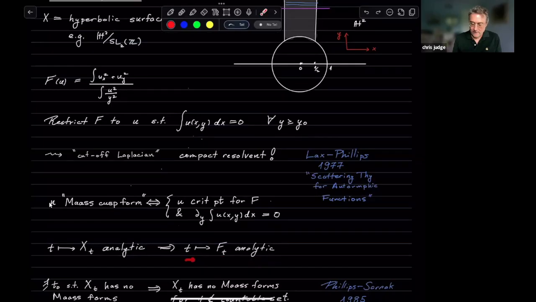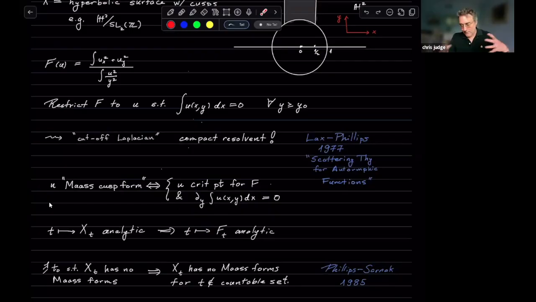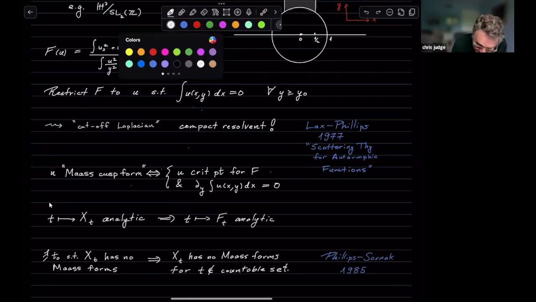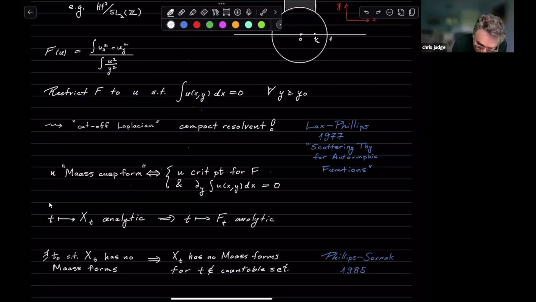Then the Rayleigh quotient you can show is analytic, if you pull back the appropriate functions, just in the same way I discussed at the beginning. And so what that tells you is that, just like with the simplicity case, if you know there exists some t naught so that X_{t naught} has no Maass cusp forms, then this implies that X_t has no Maass cusp forms for t in all but a countable set.